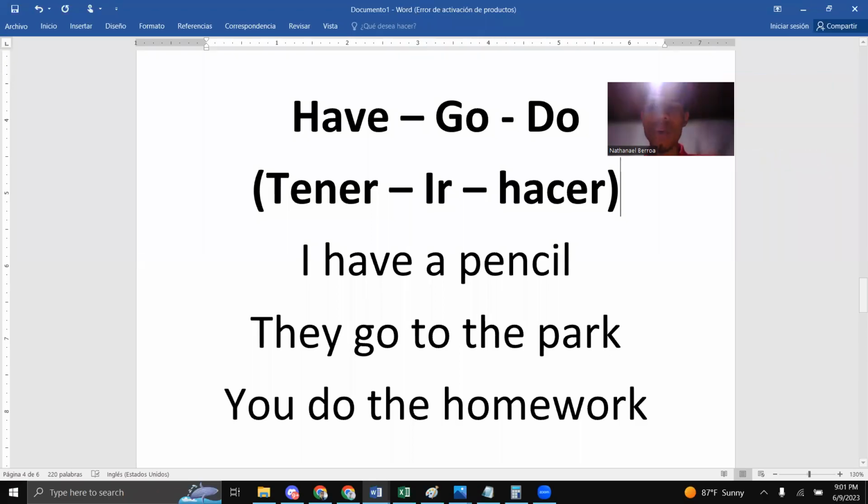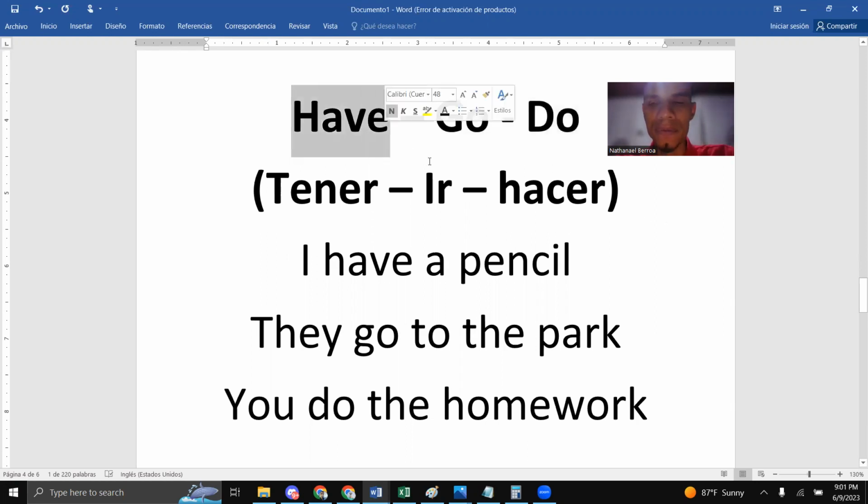Okay, guys, in today's class, we are going to learn the difference using these irregular verbs in present simple. For example, the pronunciation of these verbs: have, tener. El verbo have, tener. Go, ir. Verbo go significa ir. Do, hacer. Have, go, do.